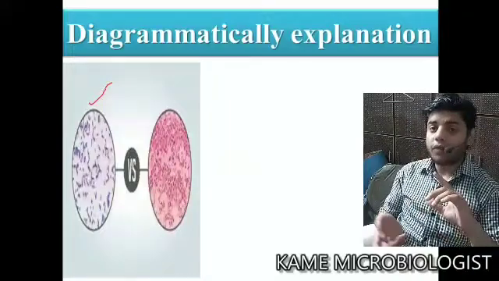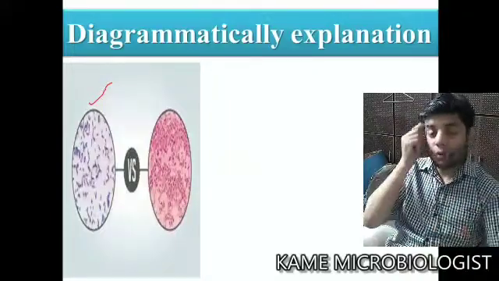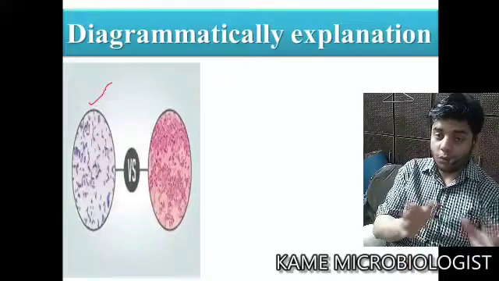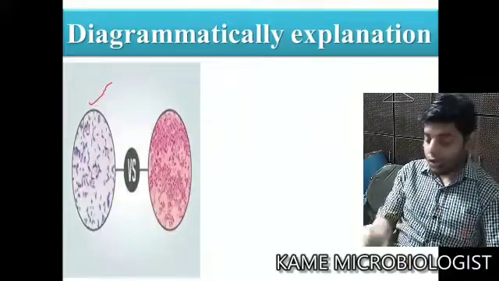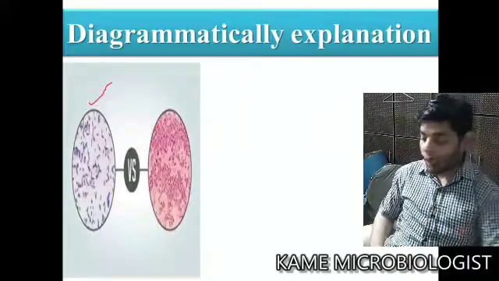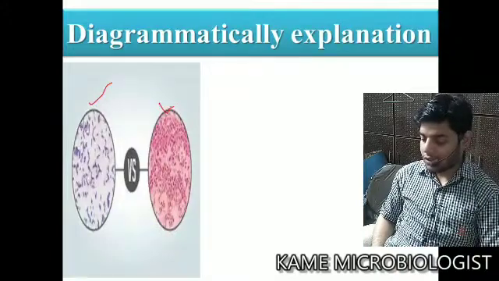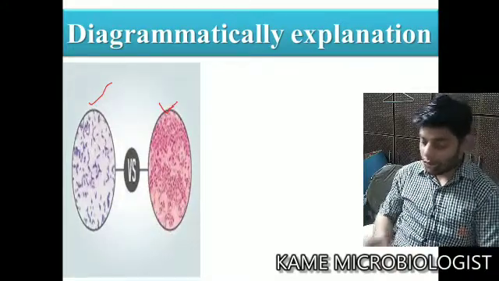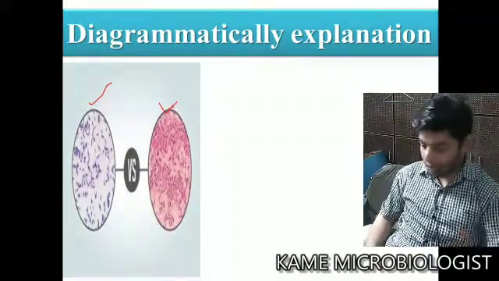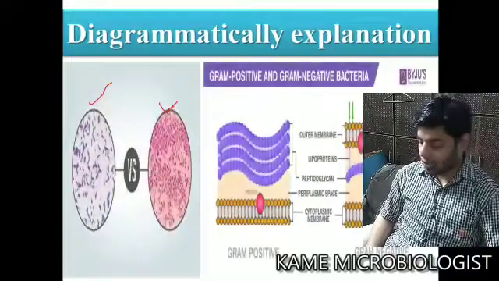And if you want to tell the difference with gram-negative bacteria, remember guys, when you stain with a gram stain, the gram-negative bacteria will appear reddish pink in color, as you can see. This one is the gram-negative bacteria. So this is the diagrammatic difference between gram-positive and gram-negative bacteria.